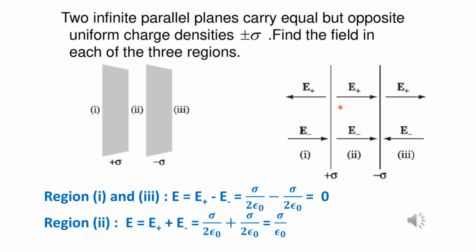But in between, due to the positive plate the electric field is away from it, and due to the negative plate the electric field is towards the negative charge. So that's why they will add up: sigma by 2 epsilon naught plus sigma by 2 epsilon naught gives us sigma by epsilon naught.